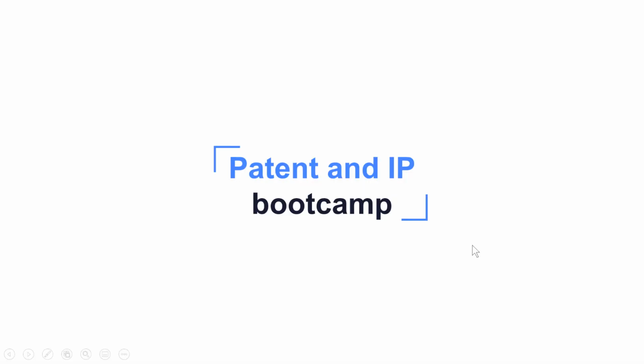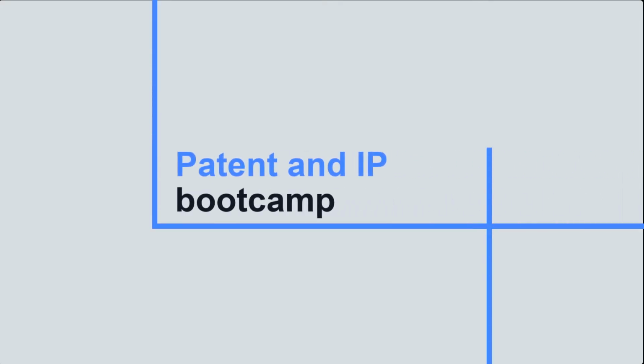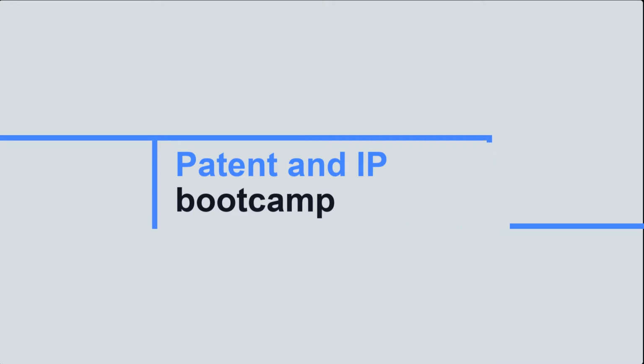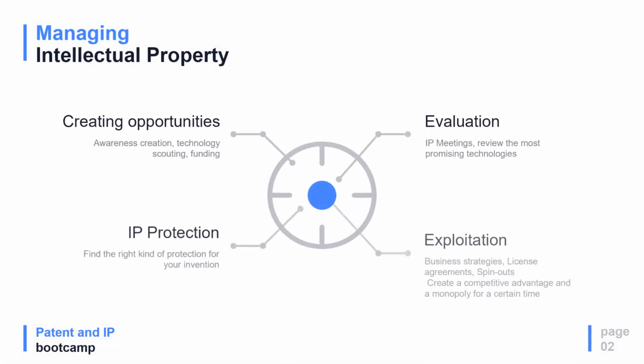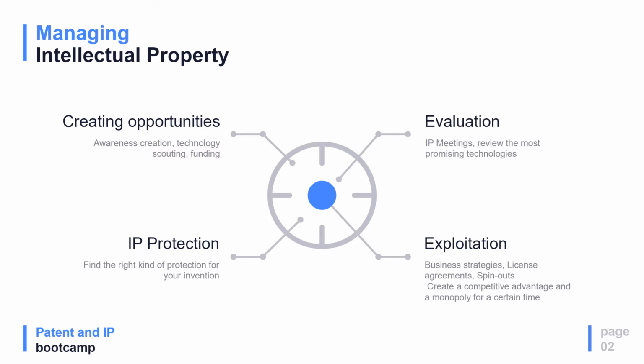In this section we want to talk about IP management, how it works, what it is, and also when to have IP in mind. And then we also talk about contracts. Managing intellectual property consists of 4 pillars and is done by the Technology Transfer Office.